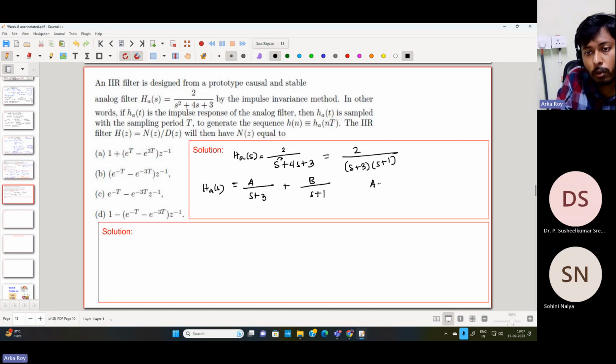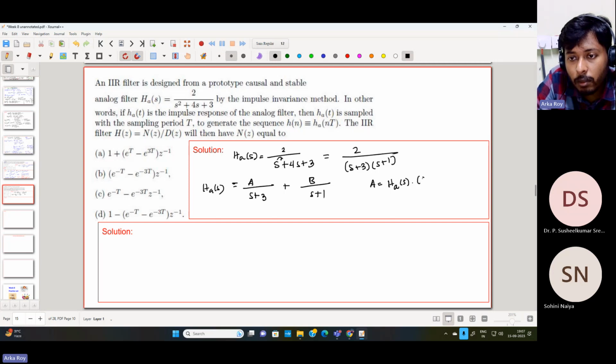So to find the value of a, I can write it as a is basically H of s multiplied with s plus 3, and we need to evaluate at that particular location where I'm getting the singularity of this particular transfer function.